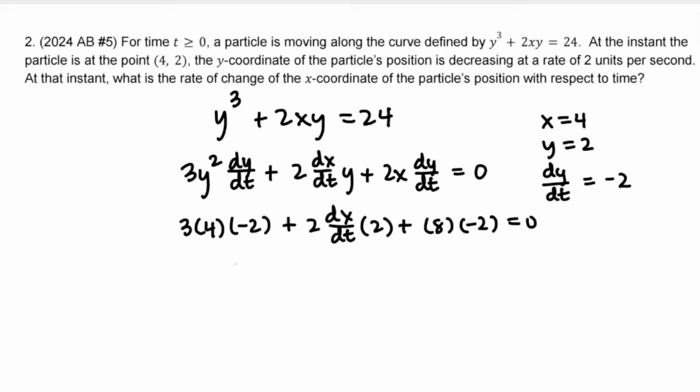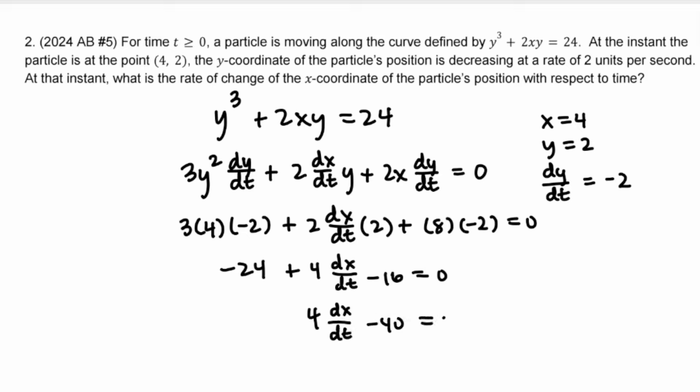All right, so I'm having negative 24 plus 4 dx/dt minus another 16 equaling 0. 4 dx/dt minus 40 equals 0. And okay, so dx/dt has to equal 10.